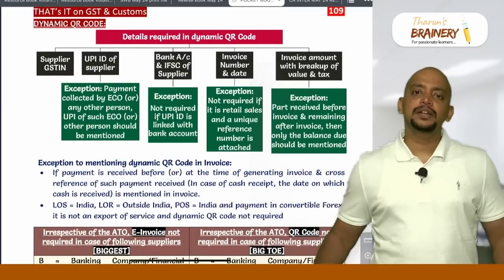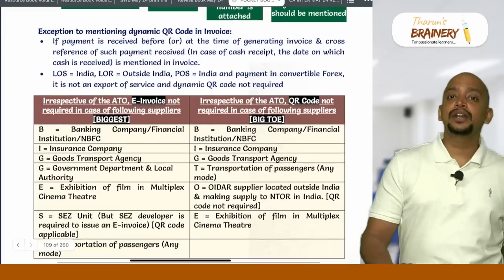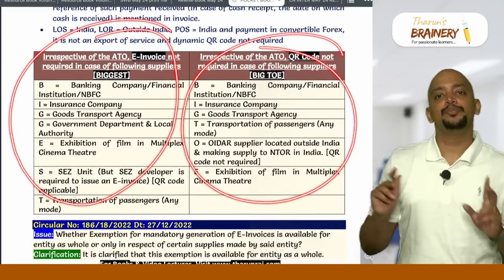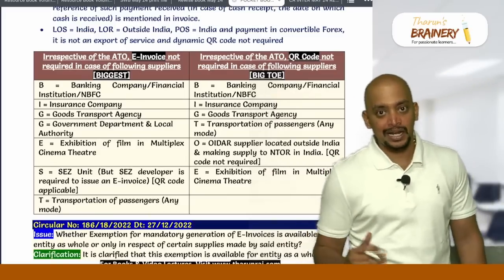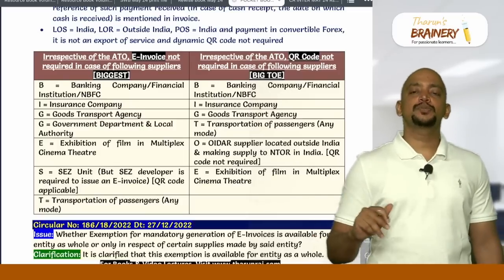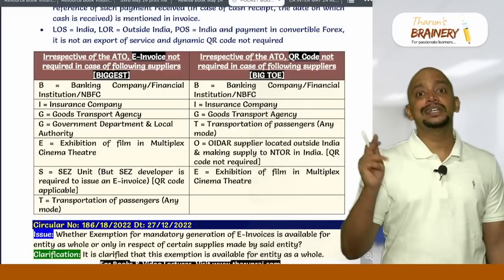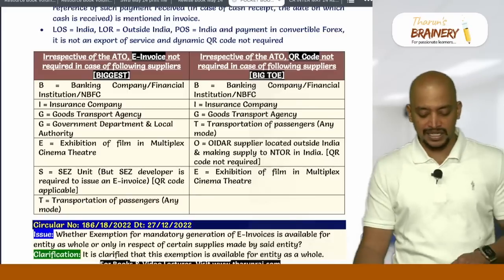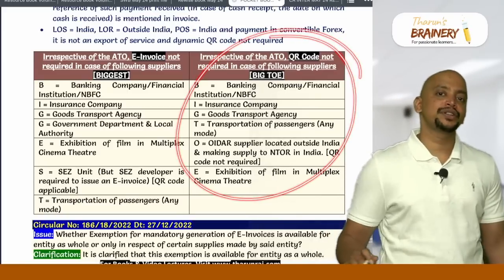Then in case of dynamic QR code, we have some relaxations of who is not required to give dynamic QR code. So BIG TOE, you remember BIG TOE, so here it is BIG TOE, where E-Invoice and dynamic QR code exemptions apply. B, same, banking company, financial institution, NBFC, and I for same, insurance company, and G for same, GTA. Whereas next we have TOE, T also same, transportation of passengers in any motor vehicle, any mode. And then O for OIDR, supplier located outside India and making supply to non-taxable online recipient in India. E for exhibition of film in a multiplex theatre. So in these cases dynamic QR code is not required.